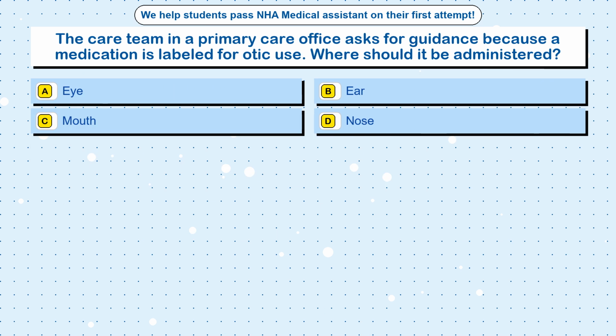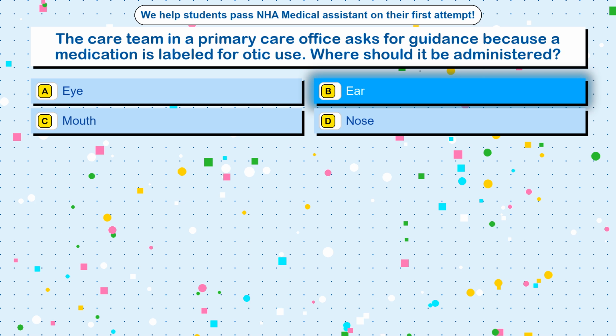Question 77. The care team in a primary care office asks for guidance because a medication is labeled for otic use. Where should it be administered? Option A. Eye. Option B. Ear. Option C. Mouth. Option D. Nose. The correct answer is option B.